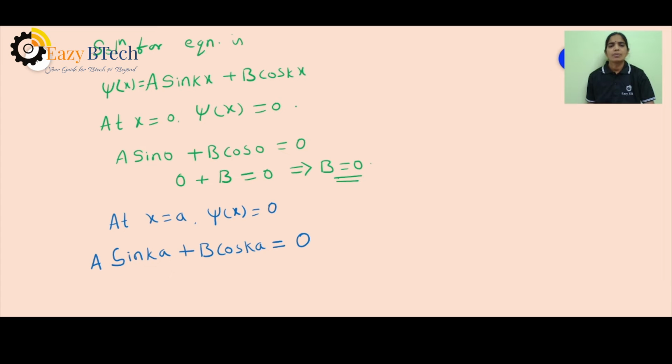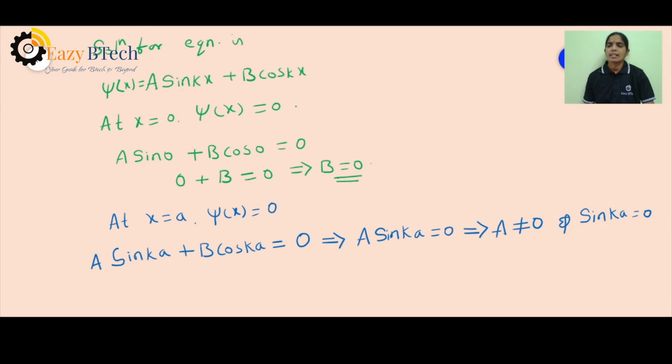But we know that B is equal to 0. Here we have already taken B equal to 0. So using the same, we have A sin ka equal to 0. From this expression, either A is equal to 0 or sin ka is 0. But A is a constant and is not equal to 0. Then what should be 0? Sin ka should be equal to 0.